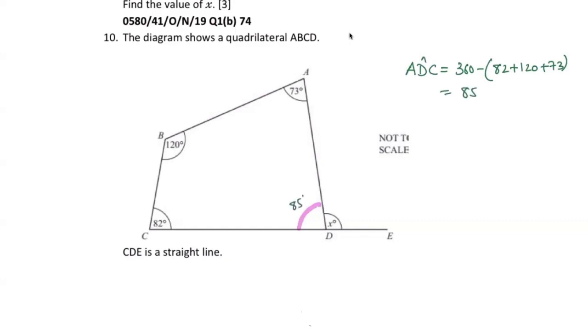If this angle is 85 degrees, then X can be found easily. CDE is a straight line, so angle X is going to be 180 minus 85. That is 95 degrees.